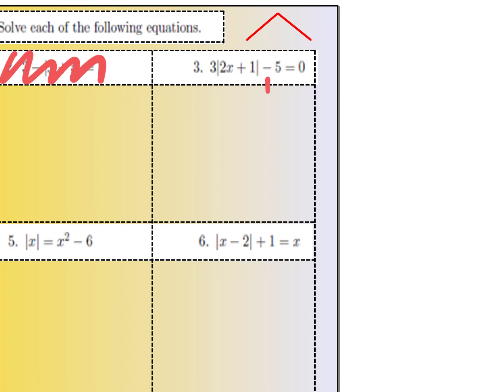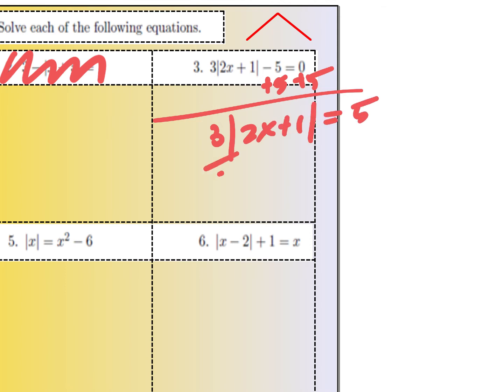Teacher in speed mode. Add 5, 3. 2x plus 1. Divide by 3, divide by 3. 2x plus 1. 5/3. I don't like fractions. If you can clear the fractions, you should.